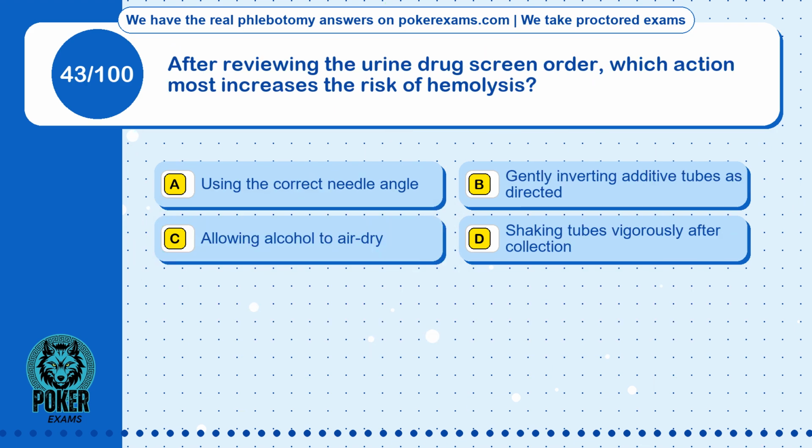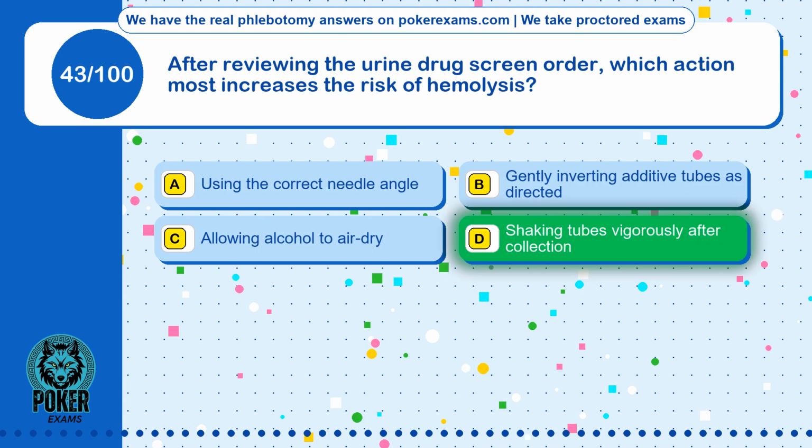Question 43. After reviewing the urine drug screen order, which action most increases the risk of hemolysis? Option A. Using the correct needle angle. Option B, gently inverting additive tubes as directed. Option C, allowing alcohol to air dry. Option D, shaking tubes vigorously after collection.